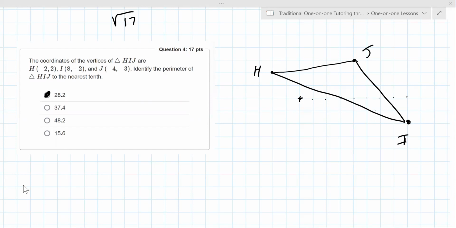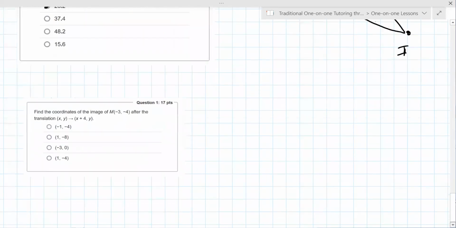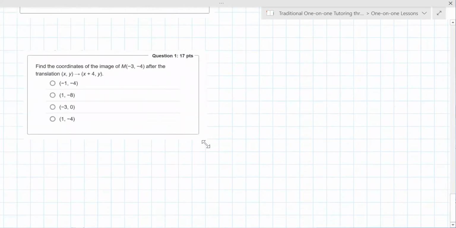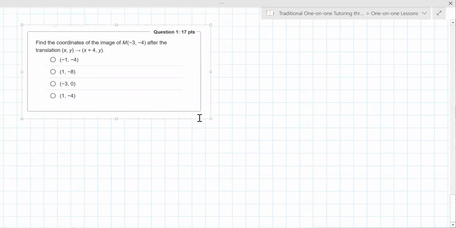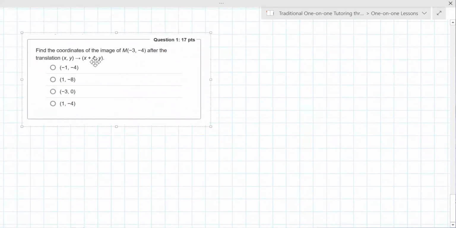All right, so I'm pulling up question number 1. It says find the coordinates of the image of M (-3, -4) after the translation (x + 4, y). It actually is telling you what to do. It's saying take the x value and add 4 to it. So what is 4 plus -3? 1. Yes. And then it's saying keep the y value.